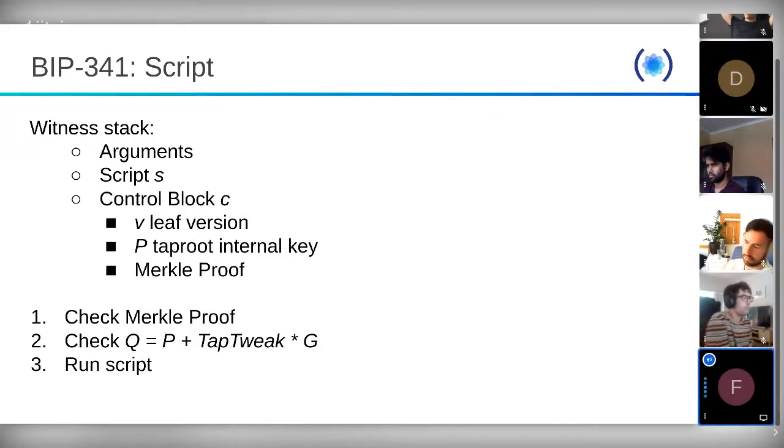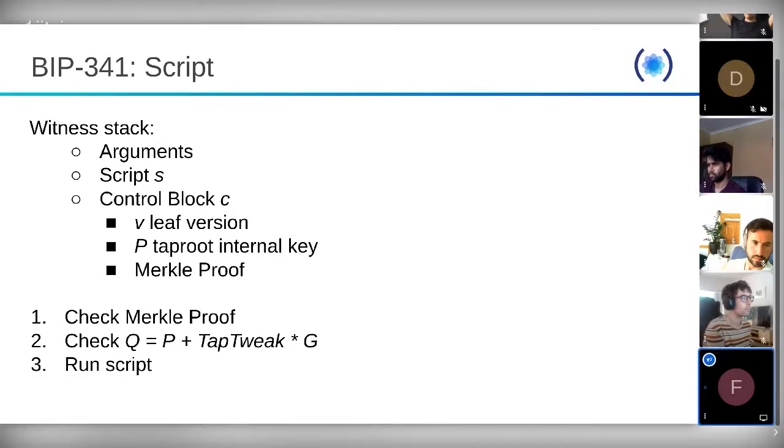So on the stack, you have the arguments of the script, the script S that you want to use, which is one of the scripts in your Merkle tree. You don't know which one. It's one of the scripts in the Merkle tree. You say, I'm going to spend with this one. You don't have to reveal any other script. And you have the control block C.